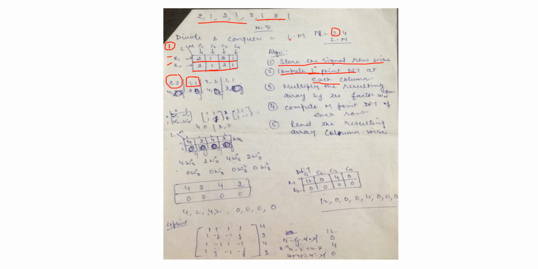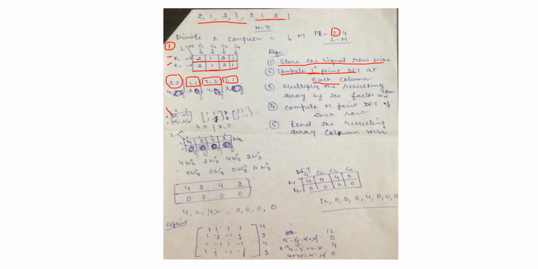I am saying 2-point, remember. Then column 3 is 2 2, so I am performing the DFT of this 2 2. And the fourth column is 1 1, so I am performing the DFT of this 1 1. So with 4 columns, you have to perform the DFT 4 times, each an L-point DFT. L is 2.